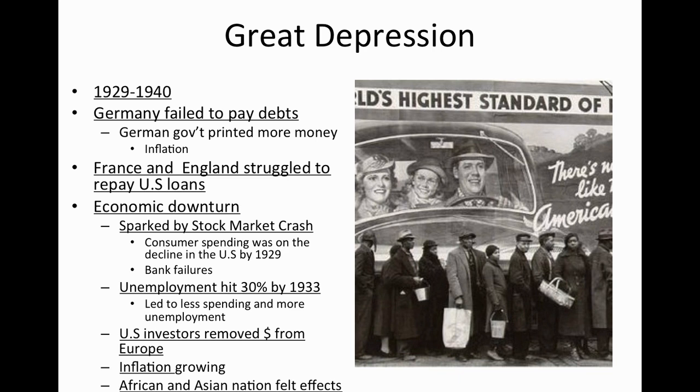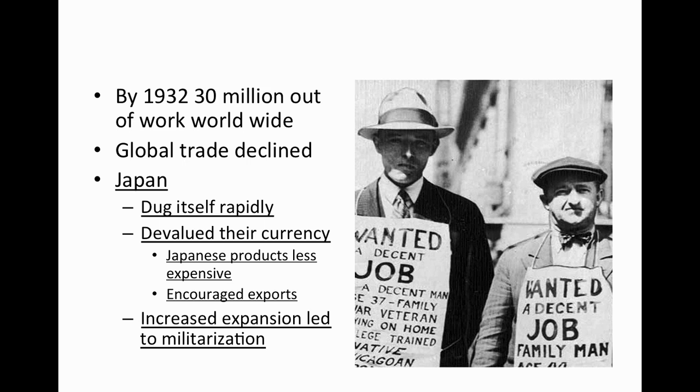Japan actually was fairly isolated, and they recovered pretty easily from the Great Depression in this period, and we'll talk about that in a little bit. By 1932, there were 30 million people out of work. That's incredible. And again, Japan came out of it quickly, mostly because they devalued their currency. We don't see that a lot. China does that a bit today.